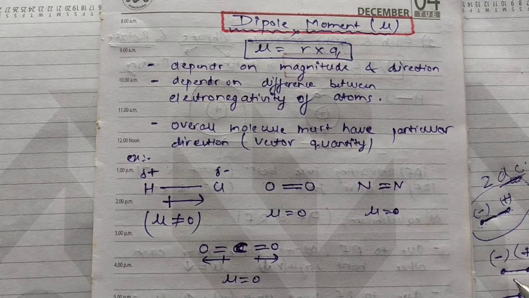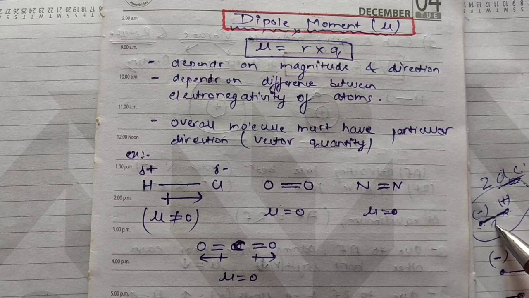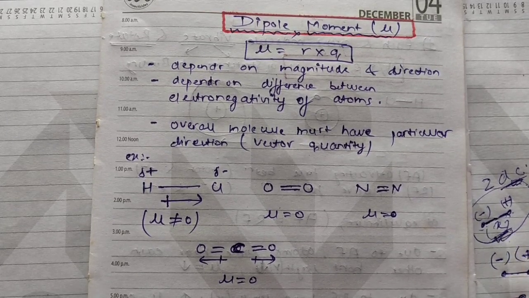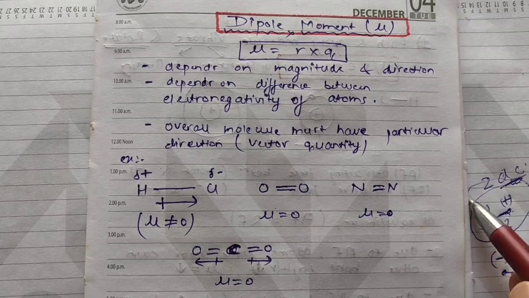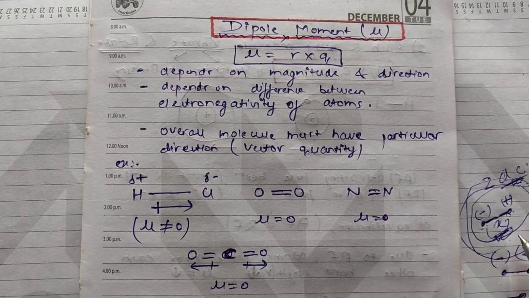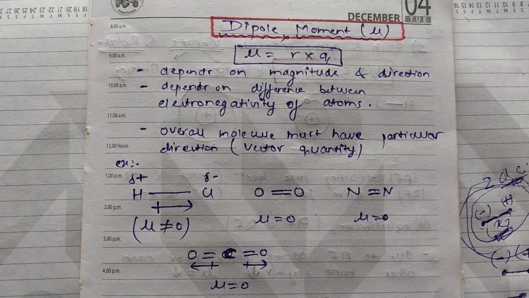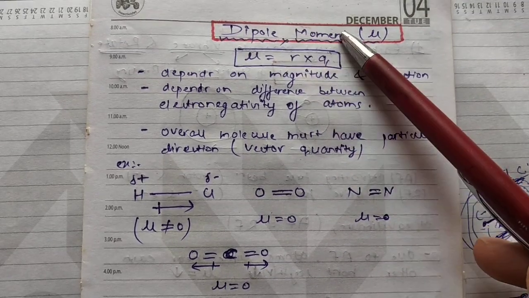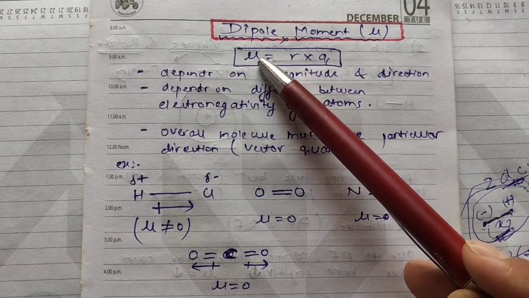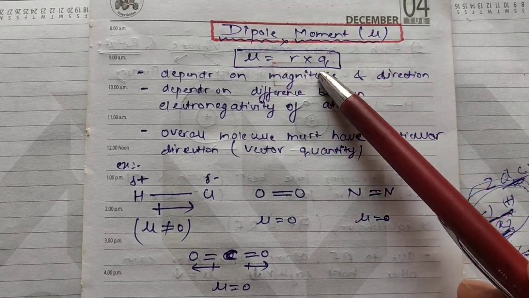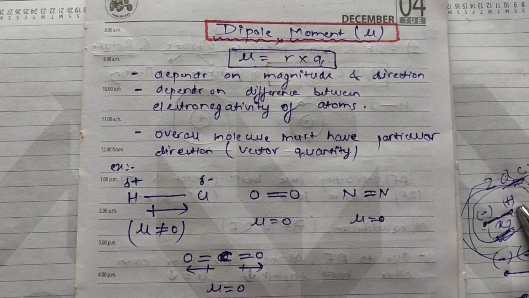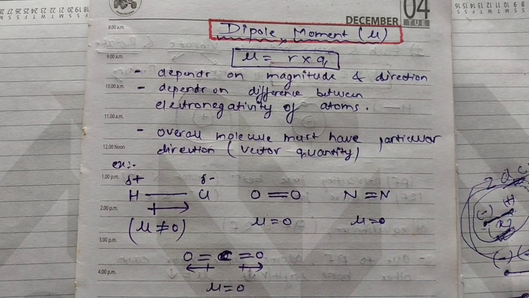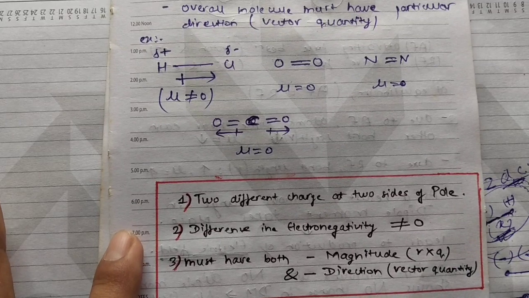And these two charges are separated by some distance, and that gives us the strength of this dipole molecule. That strength is known as the moment, the dipole moment. It is represented by mu equals r times q, where q is either one charge and r is the distance by which these two atoms are separated. And this depends on these three things.